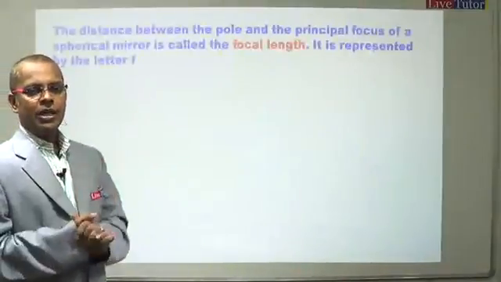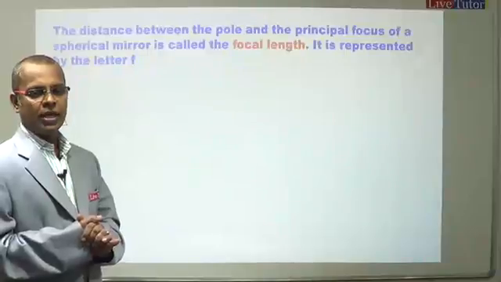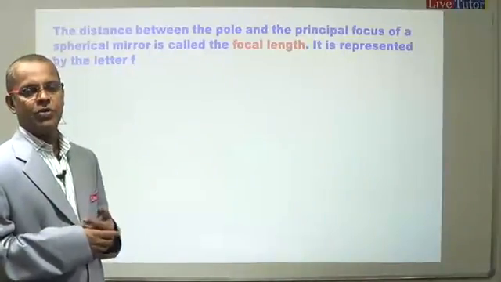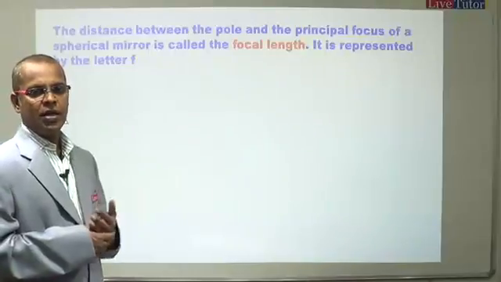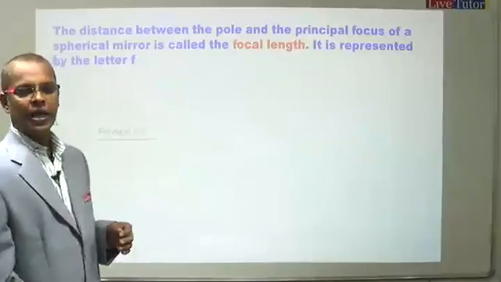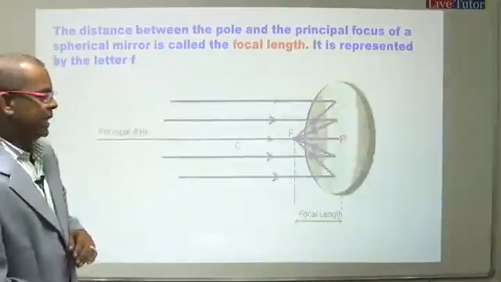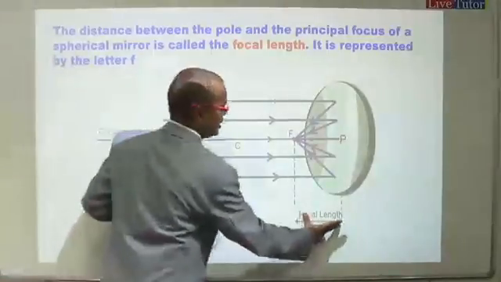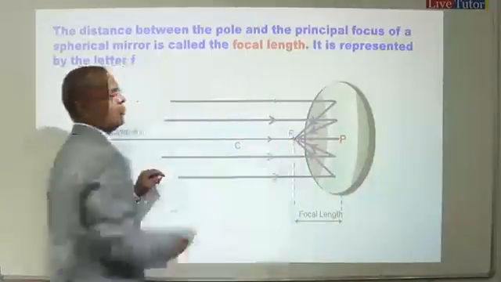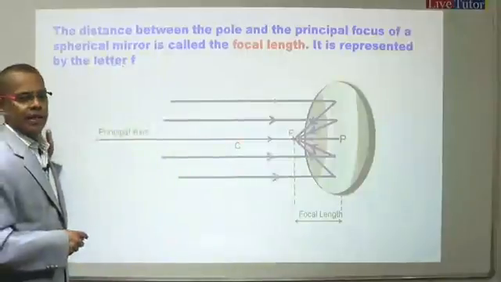Now, the distance between the pole and the principal focus of the mirror. Just now we have seen it using the solar furnace. The distance between the pole and the principal focus of the mirror is called the focal length. So this is the focal length.